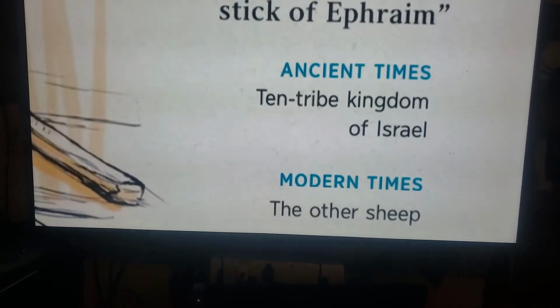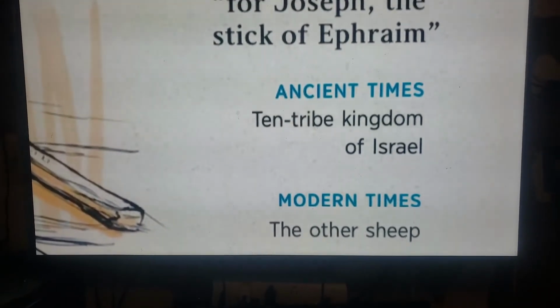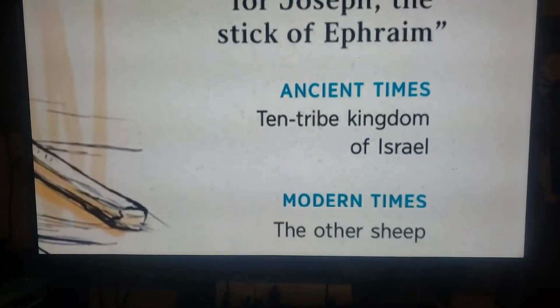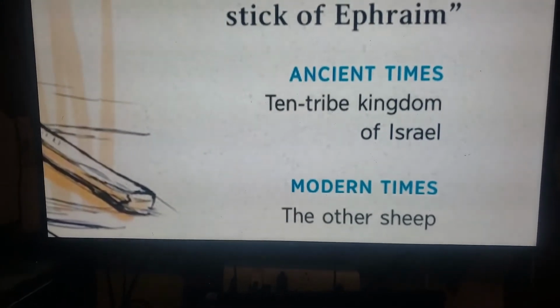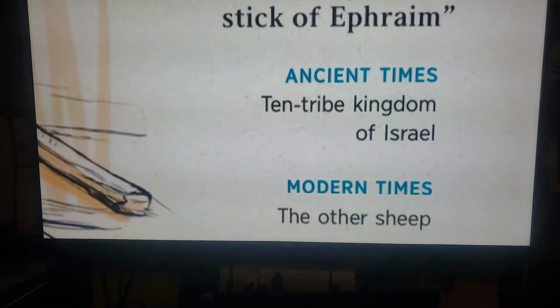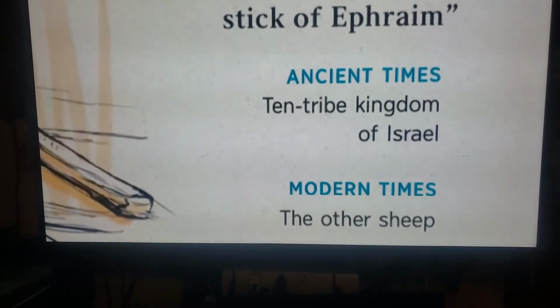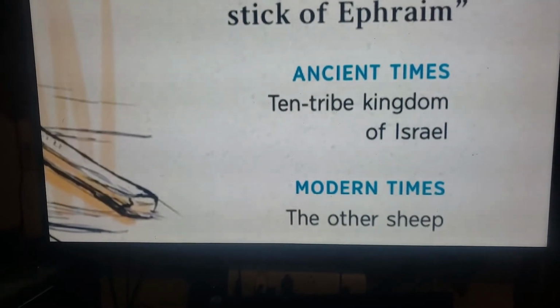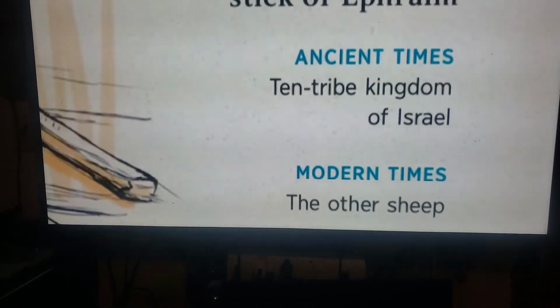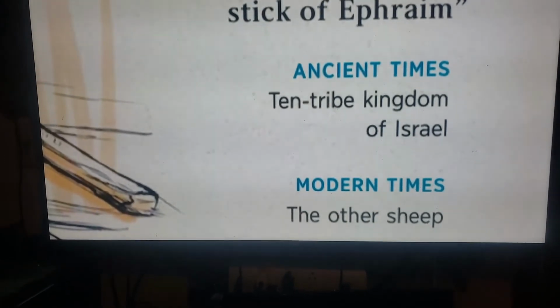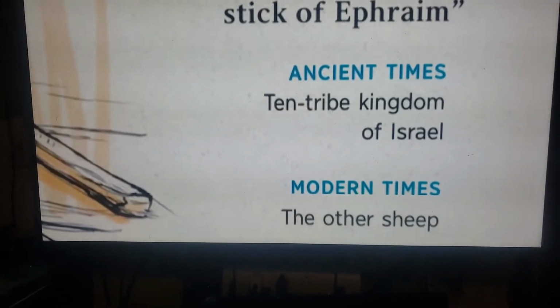Now, the Bible mentions there are other sheep with Judah and Israel. That's what we call the great crowd. But that is Gentiles. It's not talking about Jehovah's Witnesses.